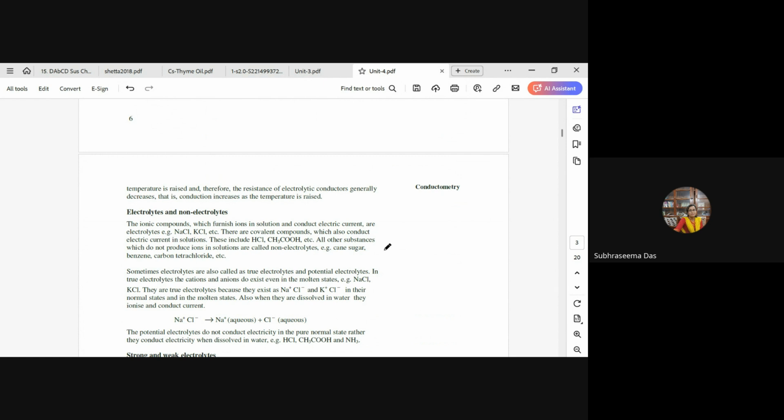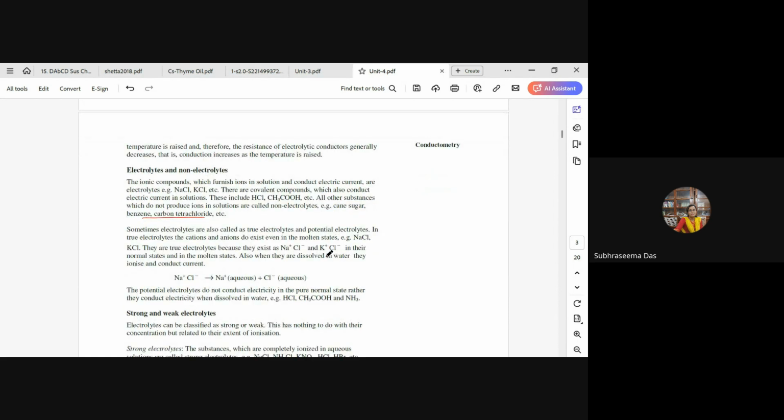So electrolytes: compounds such as KCl and NaCl are ionic compounds which furnish ions in solutions and conduct electric current. They are electrolytes. There are also other covalent compounds such as HCl and acetic acid, CH3COOH, which also form ions, and they are also called electrolytes. However, all other substances that do not produce ions are called non-electrolytes, such as carbon tetrachloride and benzene. Now sometimes electrolytes are also classified as true electrolytes and potential electrolytes.